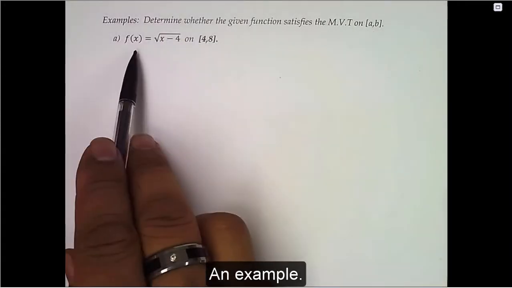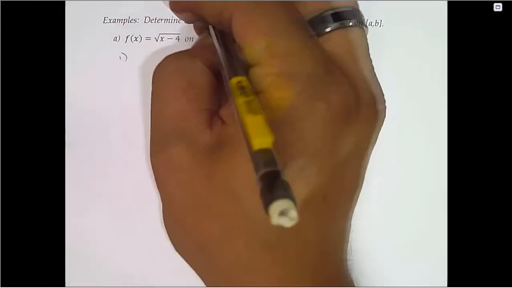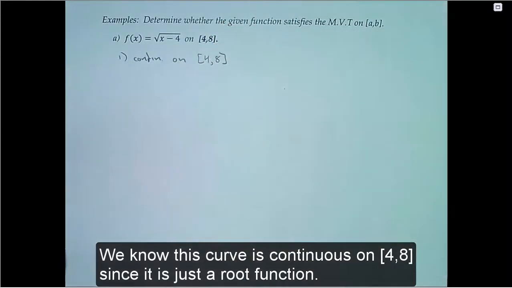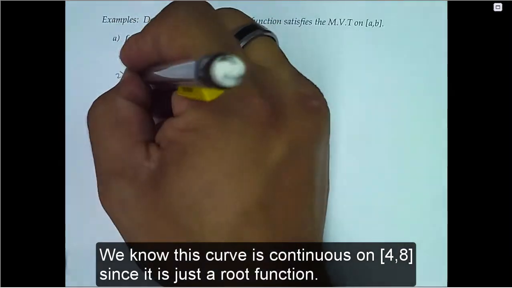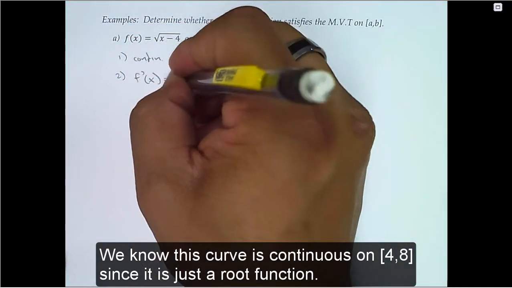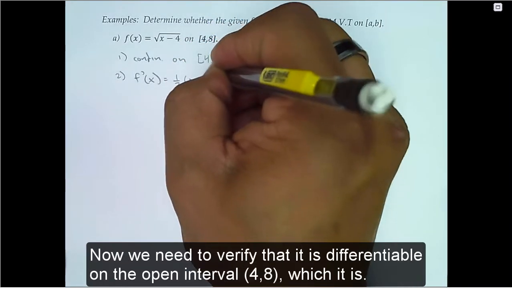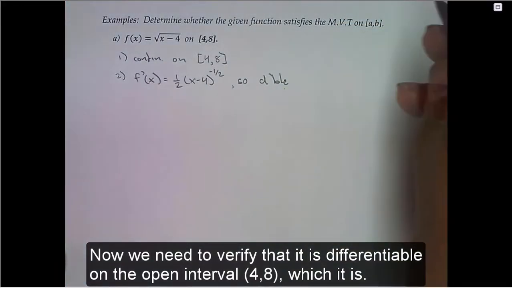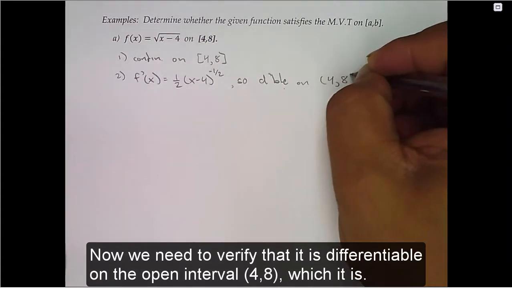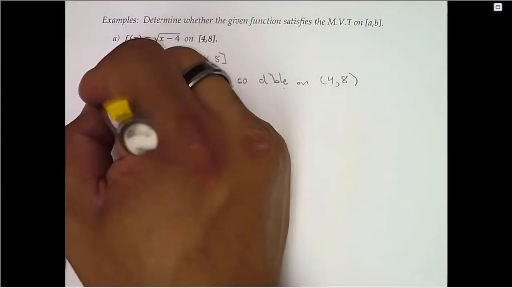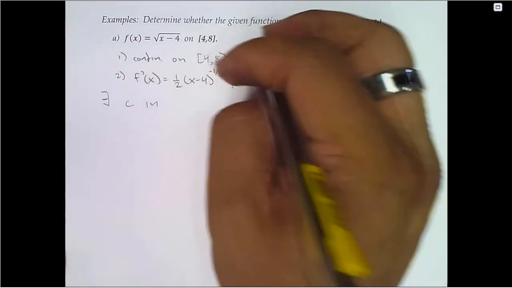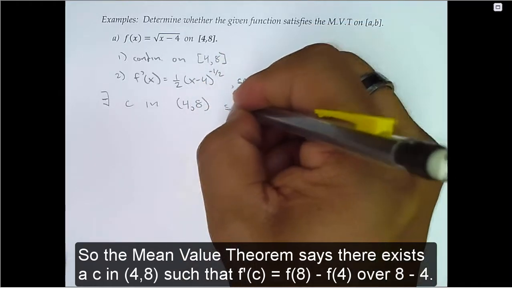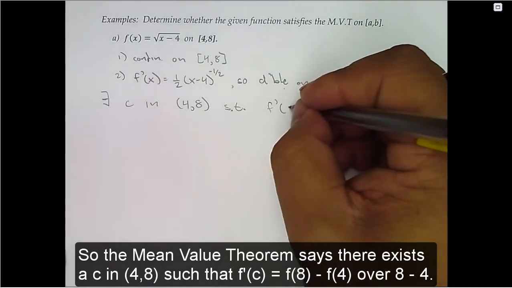An example. We know this curve is continuous on 4 to 8 since it's just a root function. Now we need to verify that it is differentiable on the open interval from 4 to 8, which it is. So the mean value theorem says there exists a c in (4, 8) such that f prime of c equals f of 8 minus f of 4 over 8 minus 4.